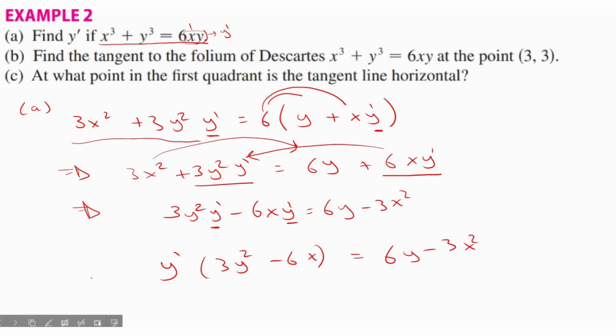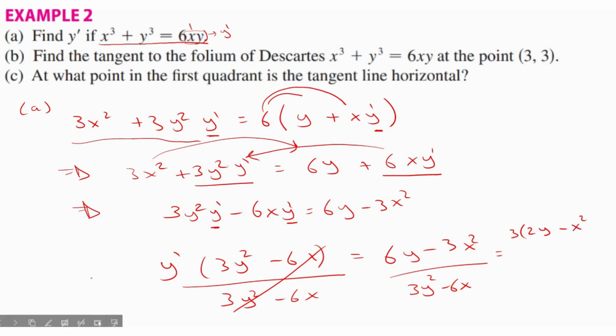To have y prime alone, we have to divide both sides by this expression: 3y squared minus 6x, over 3y squared minus 6x. If we look closely at this expression, we can take a 3 out from the numerator and the denominator as a common factor. So this can look like this: 3 out, and then we will be left with 2y minus x squared. And as for the denominator, we can take 3 as well. This will be y squared minus 2x, and we can take 3 out. This is the expression we get for y prime.